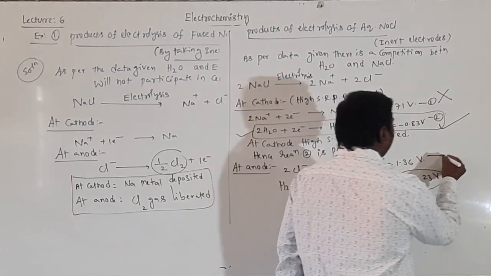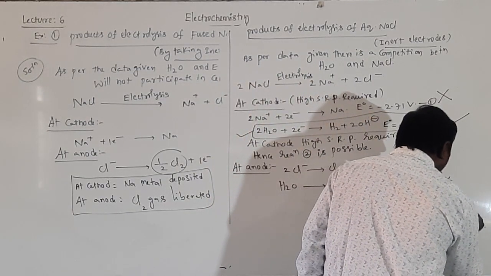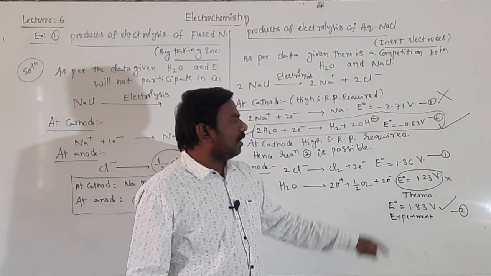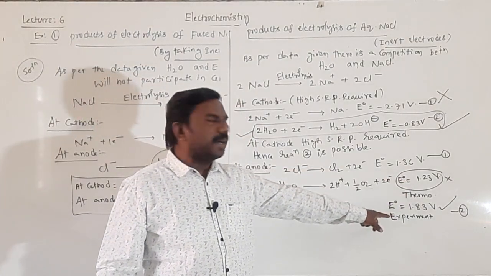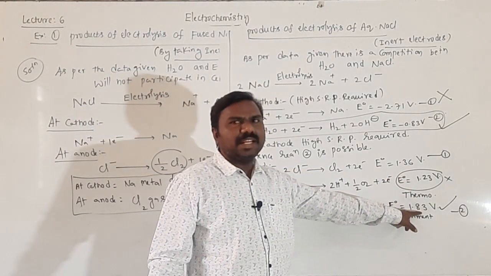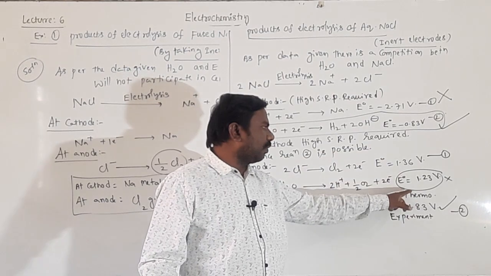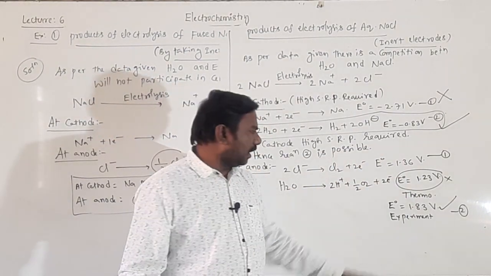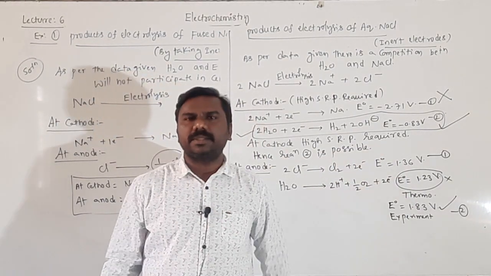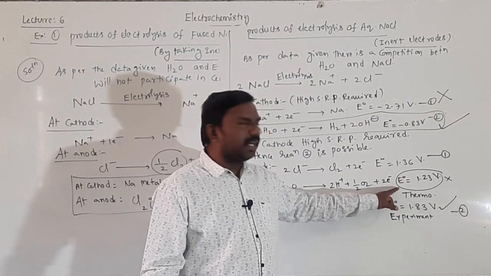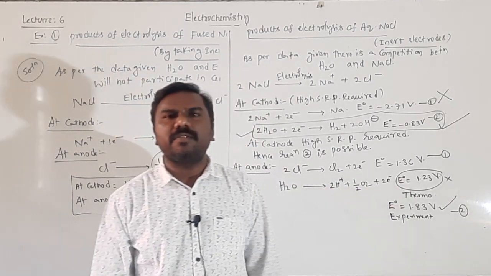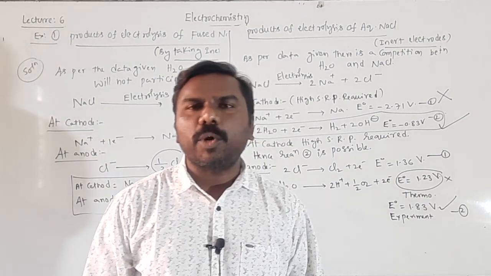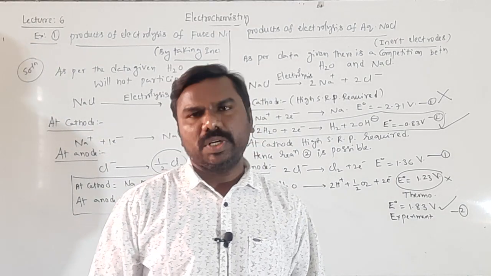This is taken as 1 and this is taken as 2. Very, very important. You should compare 1.83 with 1.36 but not 1.23, because only the experimental value should be considered. The difference between the experimental value and the thermodynamically determined value is called overpotential. One mark question, very, very important.